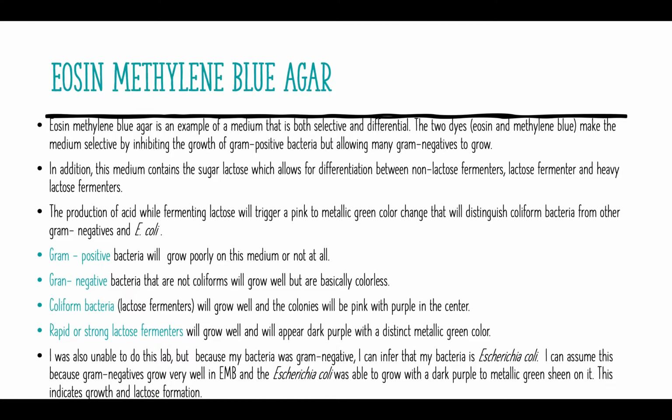So we were also unable to do this lab, but because my bacteria was gram-negative, I can infer that my bacteria is E. coli. I can assume this because gram-negatives grow very well on EMB, and E. coli was able to grow with a dark purple to metallic green sheen on it, based on the colors and the information that I saw online. And because of the metallic green sheen, this indicated the growth in lactose fermentation. So it's a strong lactose fermenter.